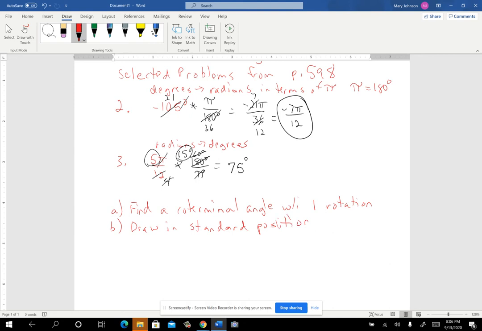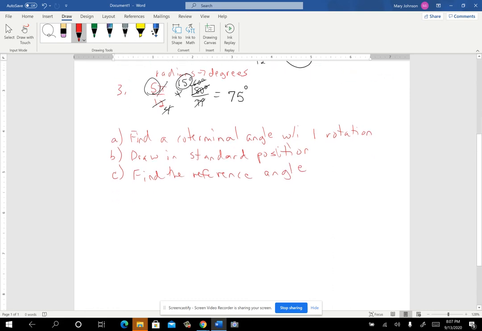Okay. And I would draw the given angle, the original angle in standard position. And then the third part is to find the reference angle. Okay, so I kind of like the way they did this, where they put all that together. Let's do a couple of these. All right, so let's look at question number, let's do all of these, okay?